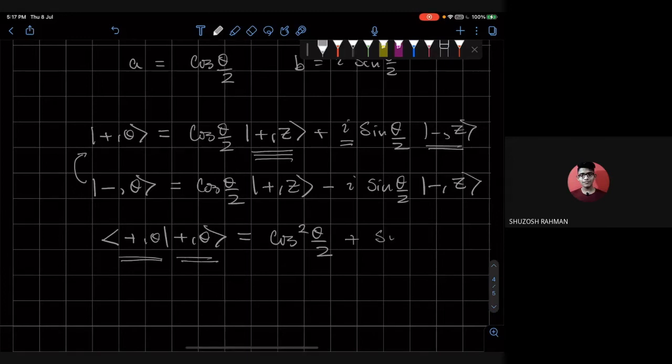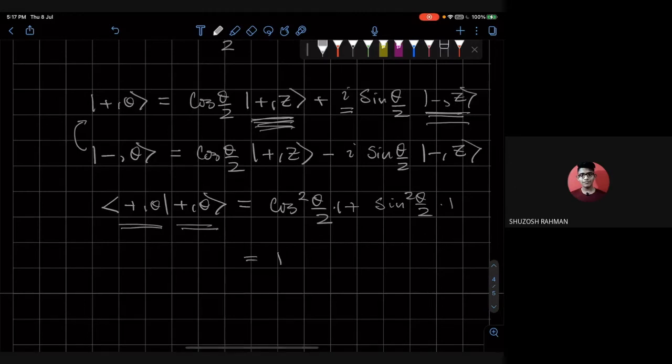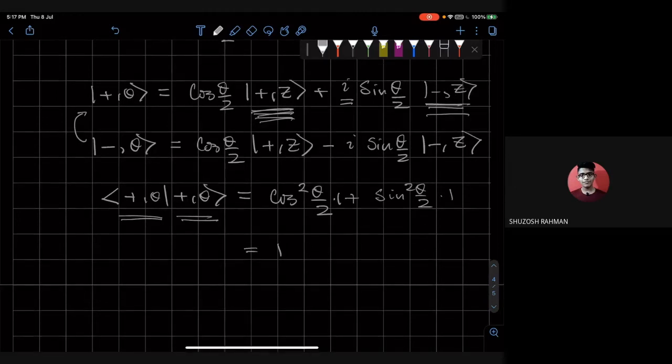And then I will get sine squared theta by 2. And this is multiplied by 1 because of the norm of this state. And this is multiplied by 1 because of the norm of this state. Thus we see this is 1. So yes, this is normalized. Similarly, you can show that this is also normalized. This minus sign does not change it.